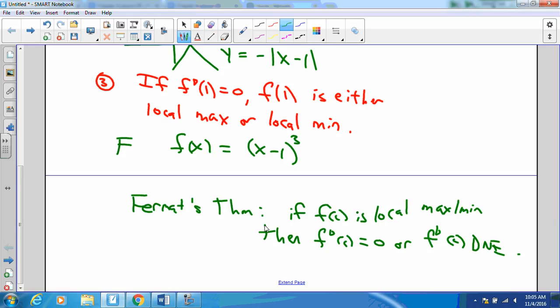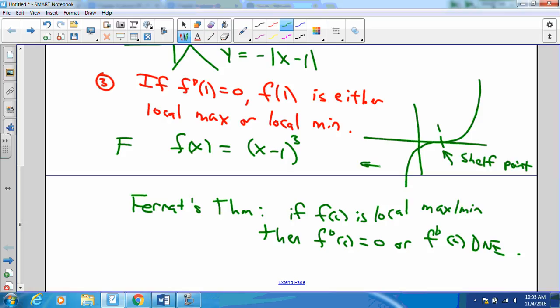Wait, what does the graph of f prime point to, the concept? It looks just like that. And so what we actually have here is called a shelf point. And if I were to look at an f prime number line, then the f prime number line shows a positive derivative on both sides, and f prime of 1 is equal to 0. Okay. So beware the converse trap.